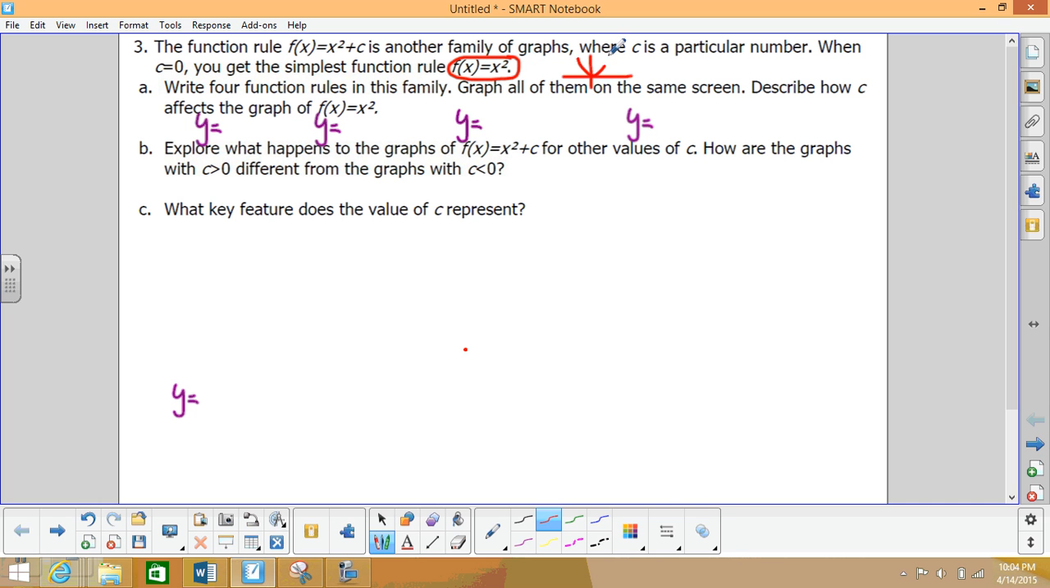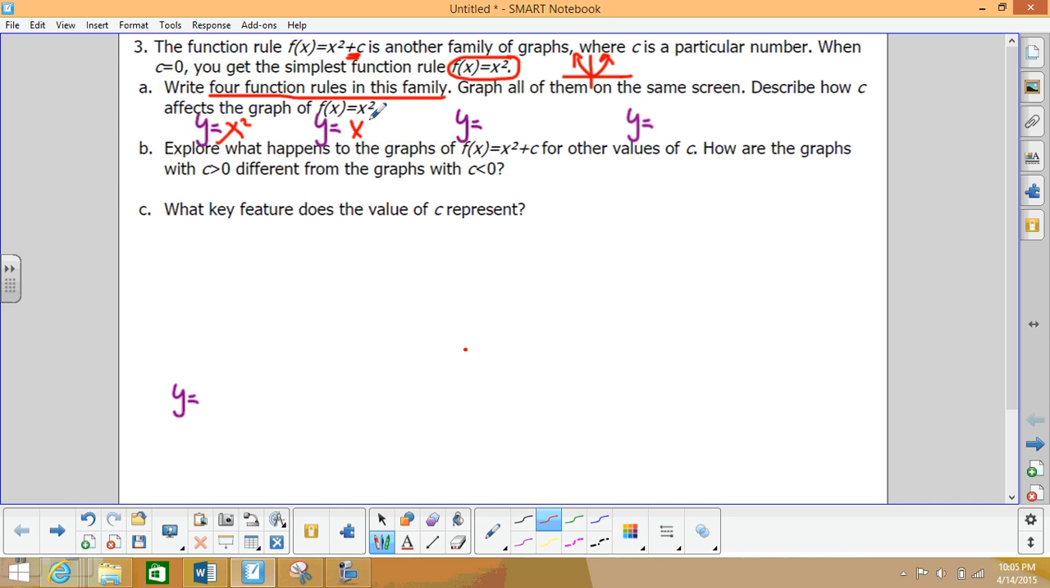And the parabola looks something like this. Very rough sketch. And so what we're doing now is we're taking a value of c and we're adding it onto the end of this quadratic equation. And we're asked to write 4 function rules that are in the same family. As in, if c was equal to 0, we said x squared plus 0, then the simplified version of that would be x squared. So this is asking us to give 4 more function rules that are in the same family.